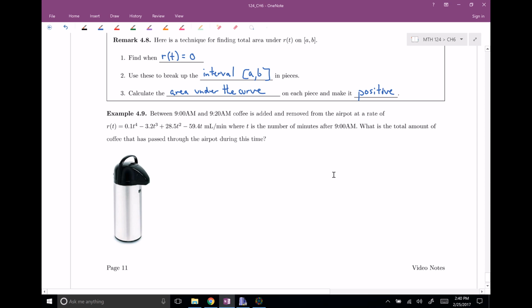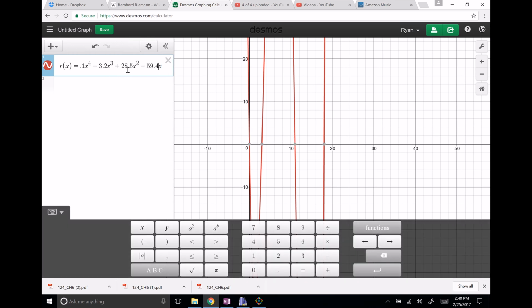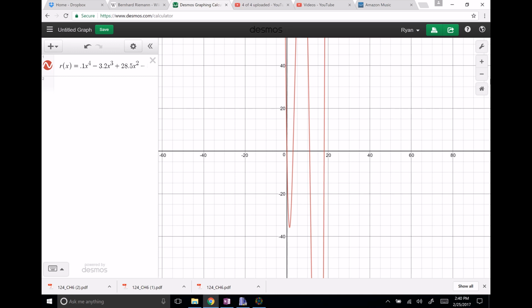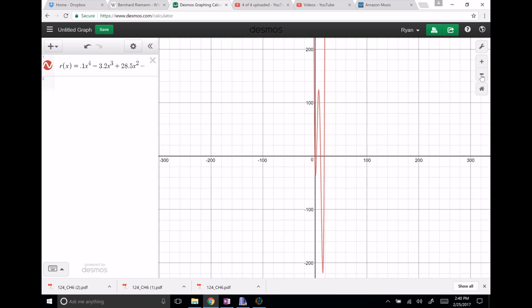All right, and so I already have this plotted for us. The claim is you can plug this into your calculator. You need to zoom out a little bit, but this is what it looks like right here. So 0.1 x to the fourth. This only understands x's, so I had to use x's. Minus 3.2x cubed plus 28.5 x squared minus 59.4 x. And again, this is in milliliters per minute. And so this is the graph that it makes here. If I zoom out a little bit more, you can see we're interested between 0 and 20. It dips down first, and then it comes up, and then it dips down more, and then it comes up more. So coffee's being added and taken away and added, back and forth a little bit.